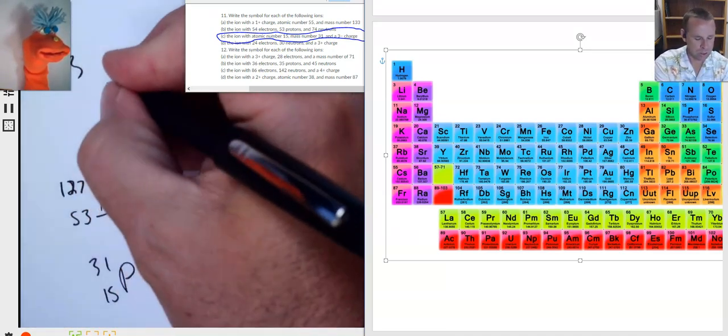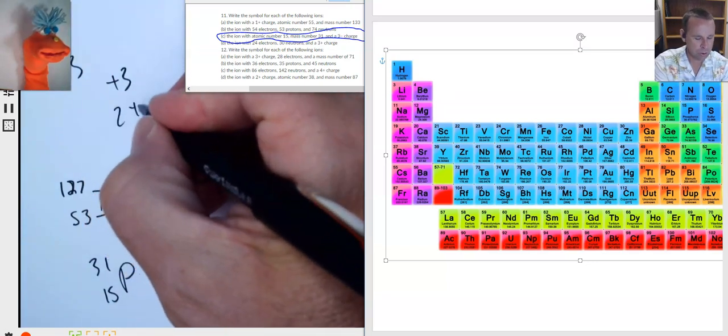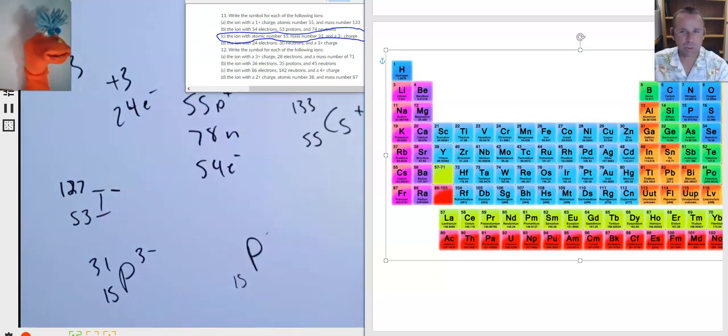So it has a plus 3 charge. Let's try that again. Plus 3, 24 electrons. How many protons must it have?